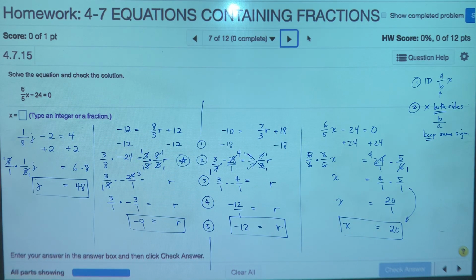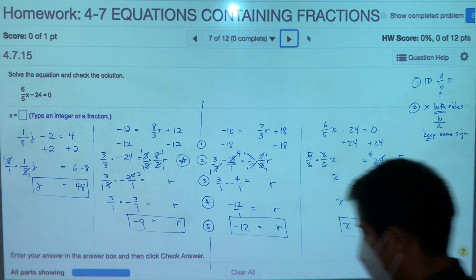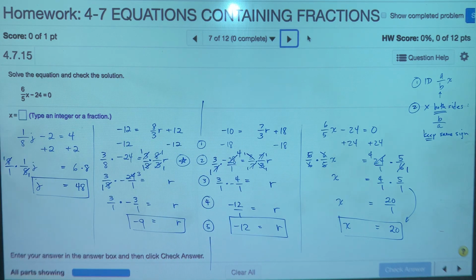Okay? Any questions about that at all? Anybody want me to do theirs? Anybody? You guys got yours right? Yes? Want me to do yours? All right. Okay, let's keep on going. All right, let's look at this one.